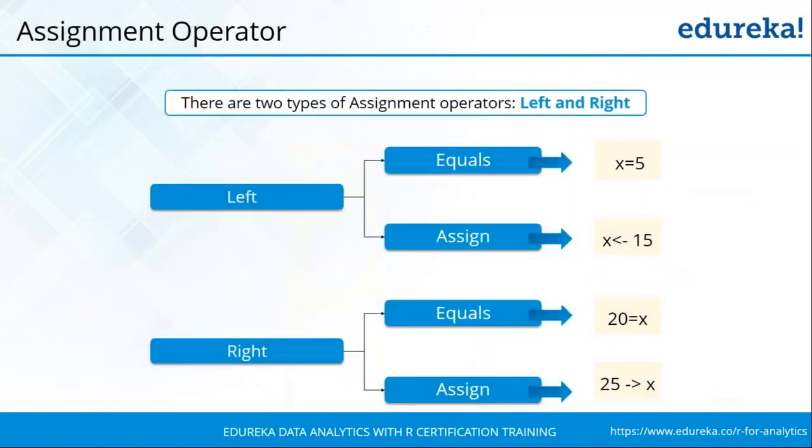So moving forward from relational operators, you have assignment operators. Now again, assignment operators are of two types.